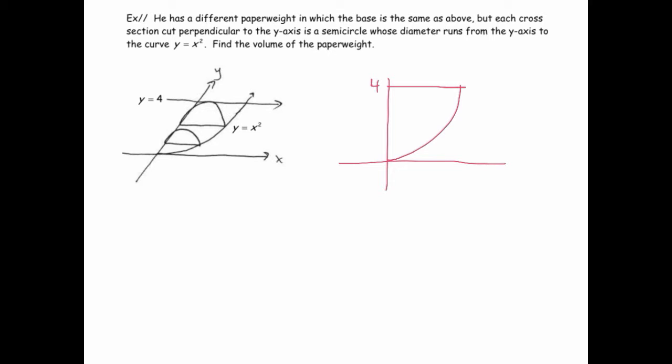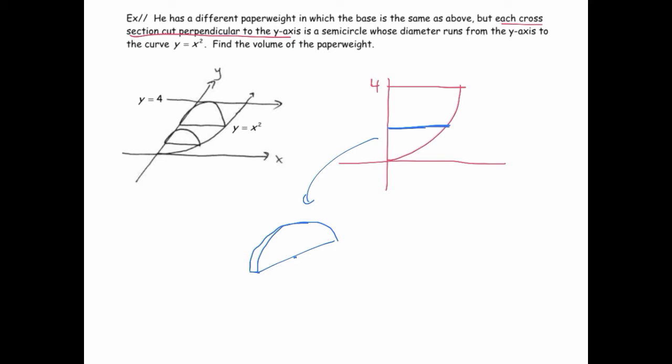And each cross-section cut perpendicular to the y-axis is a semicircle whose diameter runs from the y-axis to the curve y equals x squared. So that means that first of all, we're cutting perpendicular to the y-axis, which means we're making slices like this. Now every time we make a slice and we sort of look sideways into this region, what we see is a semicircle, which should have some thickness, and its diameter runs from the y-axis to the curve y equals x squared.